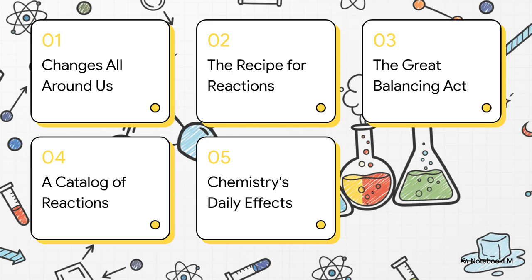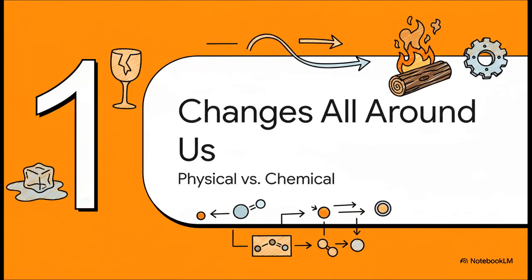All right, so here's what we've got on tap. First, we'll look at the changes happening everywhere. Then, we'll get into the recipe for chemical reactions and figure out chemistry's great balancing act. After that, we'll check out a whole catalog of reaction types and, finally, see how this stuff actually shows up in our day-to-day lives.